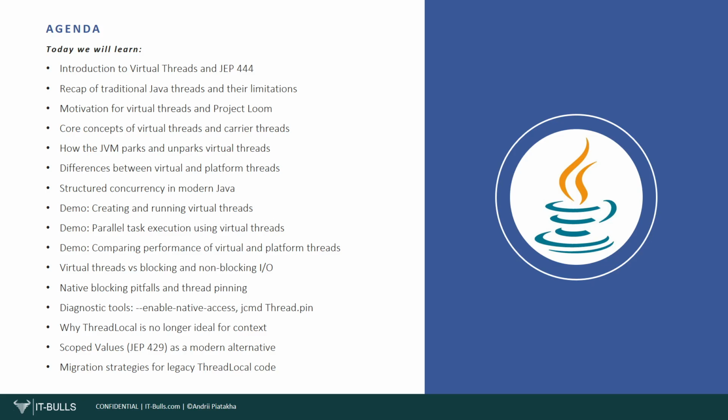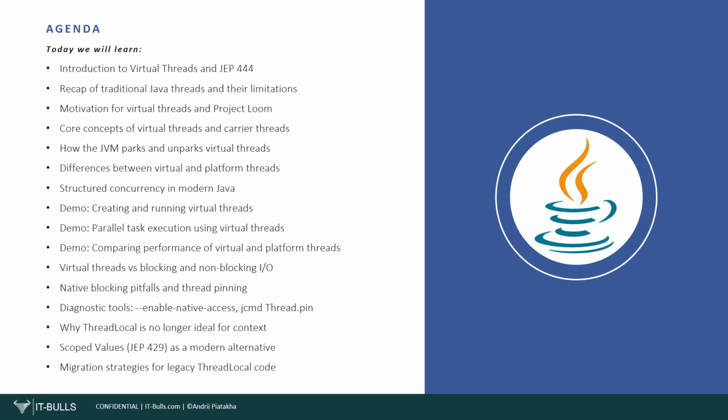I'll explain how virtual threads are built, what carrier threads are, and how the JVM parks and unparks virtual threads to achieve massive scalability. Once we've understood the theory, I'll compare virtual and platform threads so you can clearly see how they differ in design, behavior, and performance. We'll also touch on structured concurrency, a modern approach to organizing concurrent code more reliably. Then we'll move into hands-on demos.